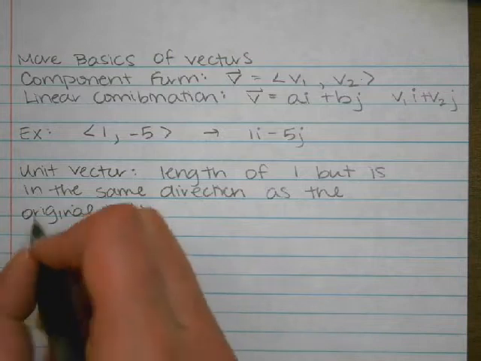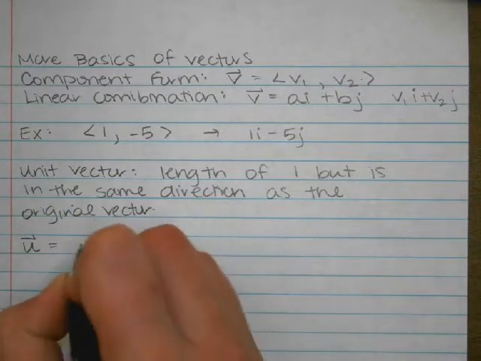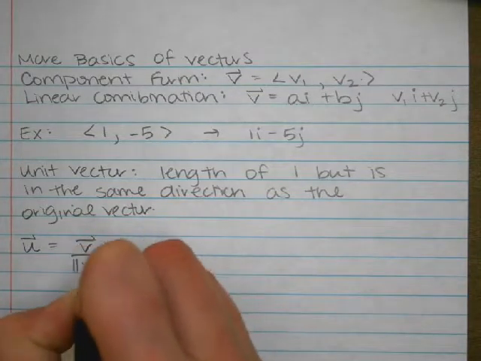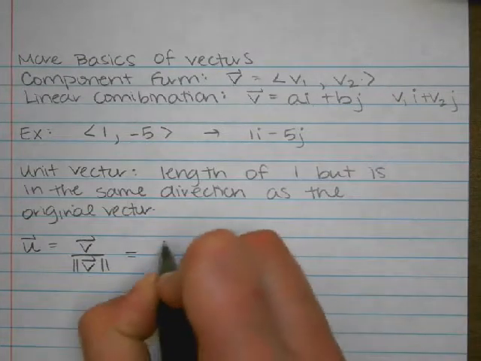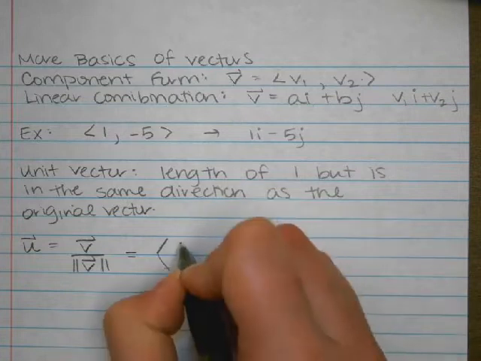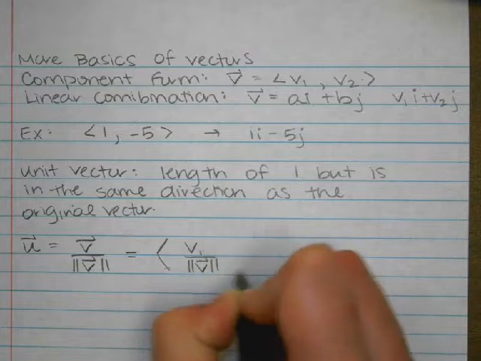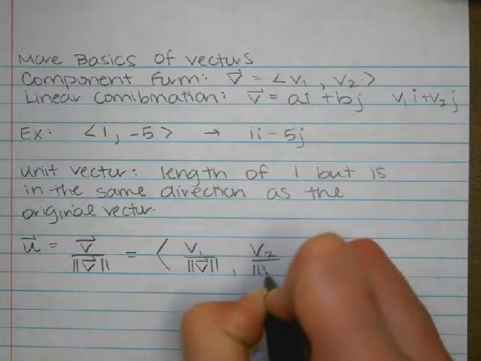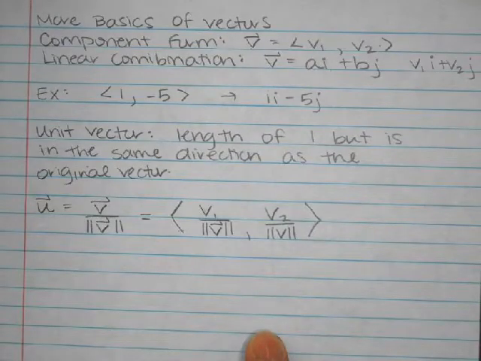So the formula here for a unit vector, we'll use u for a unit vector, is that that's v divided by its magnitude. So if I have a magnitude of 5 or a length of 5, then I can take the vector itself and divide it by 5, and that would make it a length of 1. So we would say v1 divided by the magnitude of v, comma v2 divided by the magnitude of v. And that would be our new vector.